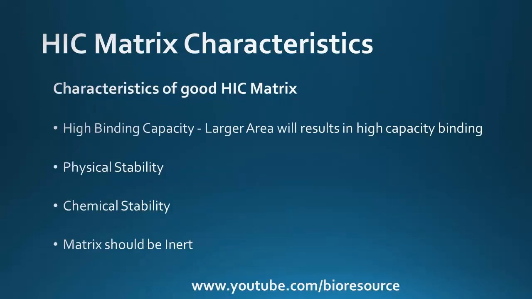The characteristics of a good HIC matrix include high binding capacity, because a larger area will result in high binding capacity. The media selected should have physical stability and chemical stability, and the matrix should be inert, so it should not interact with the buffers or other reagents.